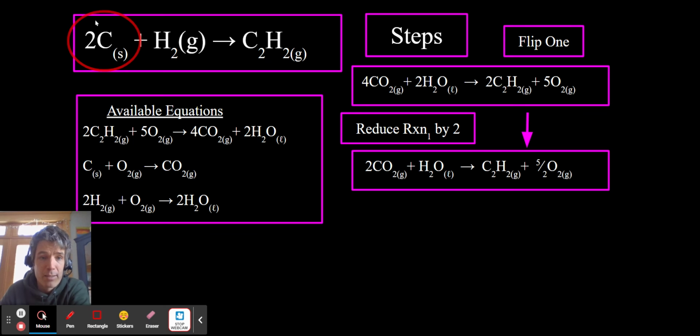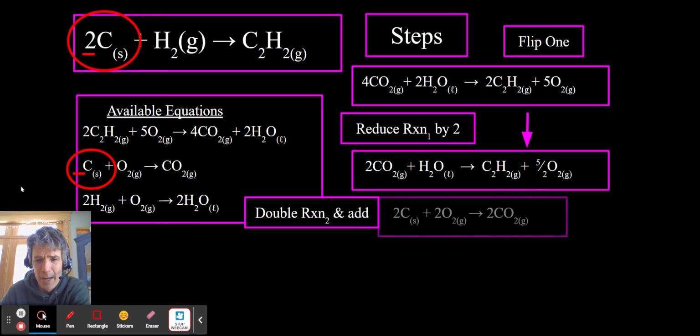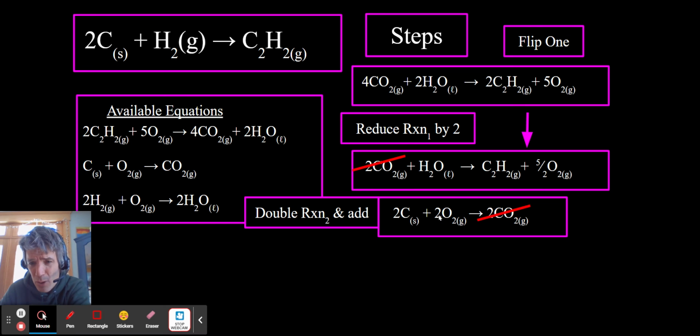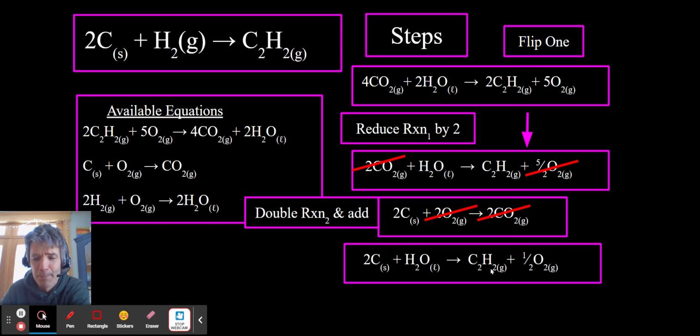Now, the next thing I'm going to deal with is this carbon solid, and here it's here. And I notice there's a 2 in the reaction I want and a 1 here. So I'm going to need to double this equation. So I double it and then I'm going to add it. Now, at this point, I notice that I've got 2 carbon dioxide and 2 carbon dioxide. These things will cancel out. And I've got 2 and 2.5, that'll also cancel down a little bit, and I'm left with this.